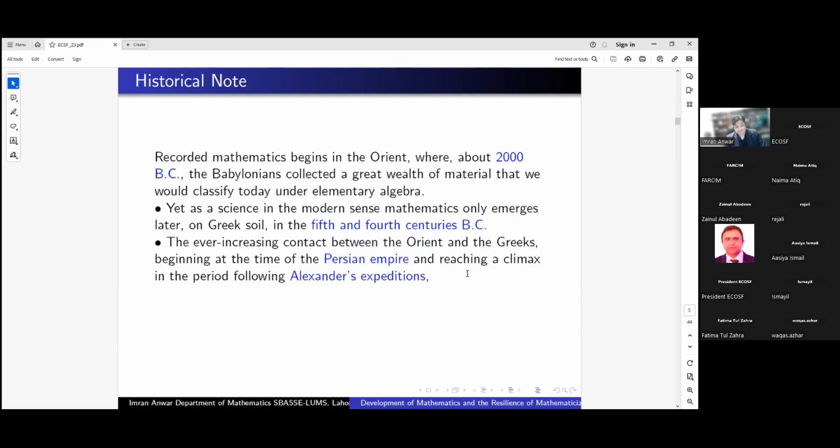And I would say the pinnacle, the ever increasing contact between Orient and Greeks beginning at the time of the Persian Empire, when the Persian Empire were emerging, and it reaches its climax when Alexander arrived in this particular region, and he basically brought into contact the Babylonian mathematician with the astronomy, and definitely the ideas, the science, the math, exploration. It swelled in this land, particularly during the Persian Empire.